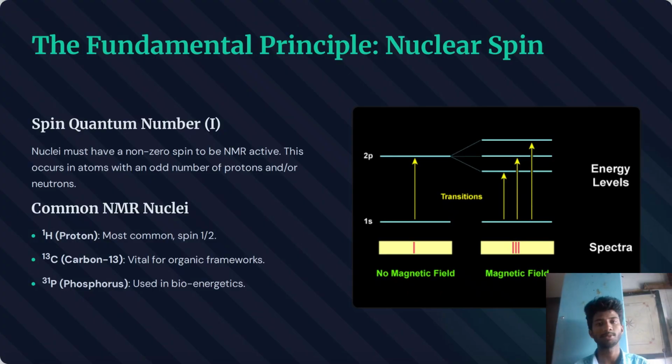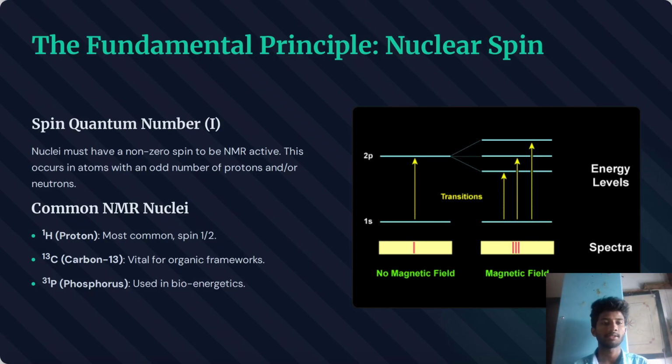The fundamental principle: nuclear spin. Spin quantum number. Nuclei must have a non-zero spin to be NMR active. This occurs in atoms with an odd number of protons and/or neutrons.